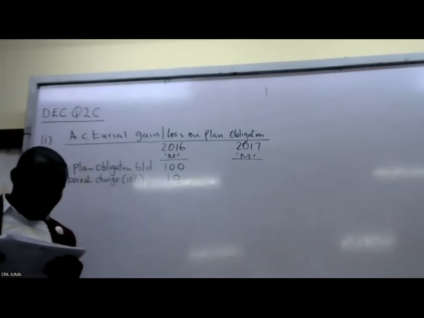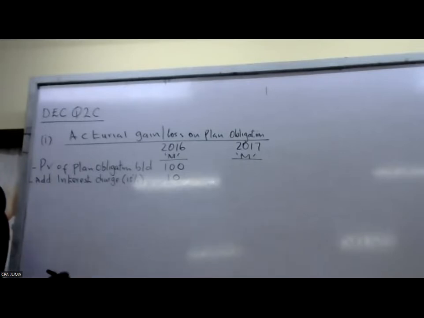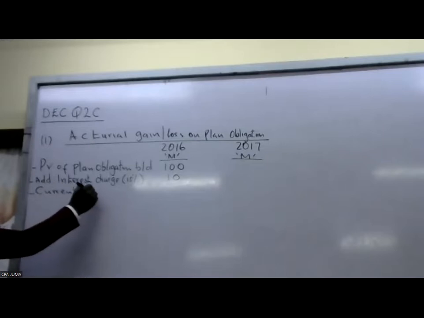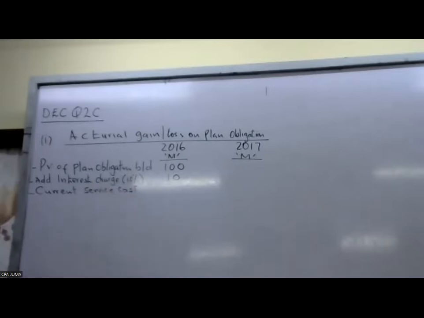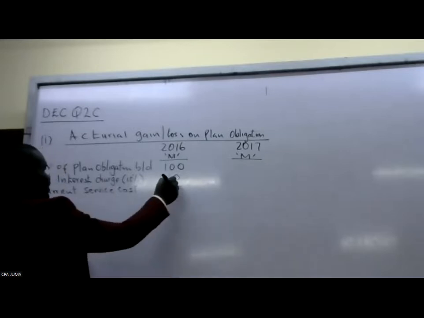We have fair value present current service cost. Current service cost is also an obligation. So you add current service cost. It is a charge which increases the liability. So current service cost here is how much? 8.